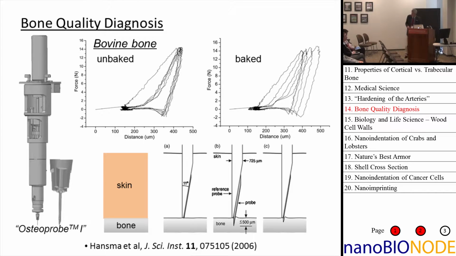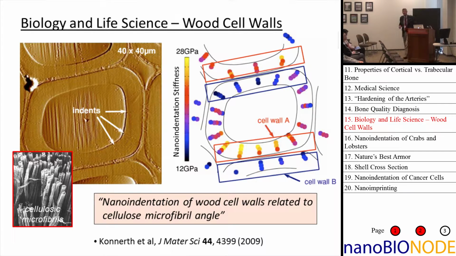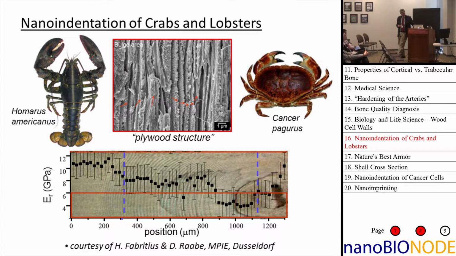Now, I'm running out of time here, so we saw this stuff this morning about tree cell walls, so lots of really interesting stuff that's going on there, doing indentation of tree cell walls. Here's a good one. This comes from Dierk Raabe, who's a metallurgist, by the way, at Max Planck in Düsseldorf. He's interested in understanding the properties of the shells of these kinds of creatures, just what's going on, what Mother Nature has done to make these things interesting. And indentation has turned out to be a good way to probe the properties.